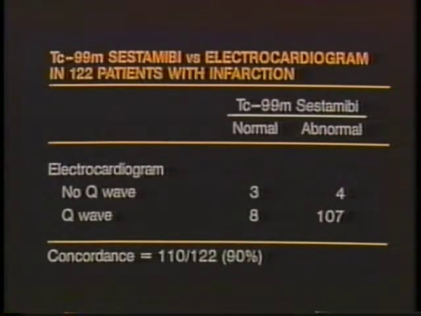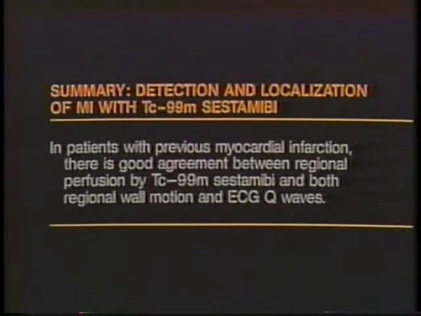There was a 90% concordance in patients with the presence of ECG Q waves and abnormal cardiolite study. To summarize the results of this clinical trial, there was a good agreement between regional perfusion as demonstrated by cardiolite and the presence of abnormal wall motion studies and ECG Q waves in patients with previous MI. Thus, rest cardiolite imaging is a reliable means of detecting and localizing myocardial infarctions.